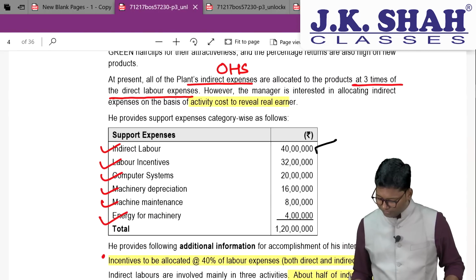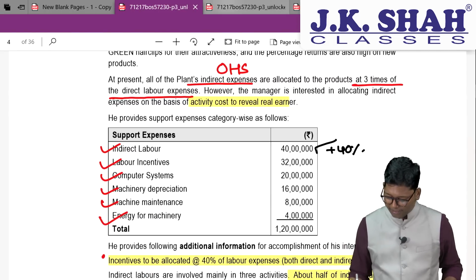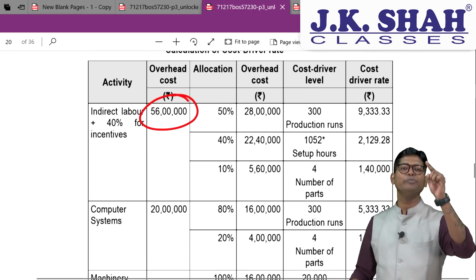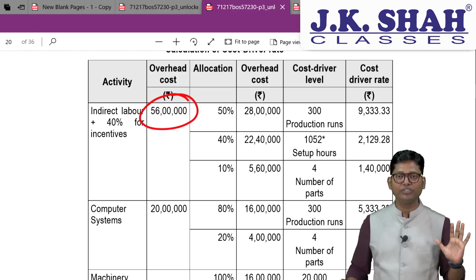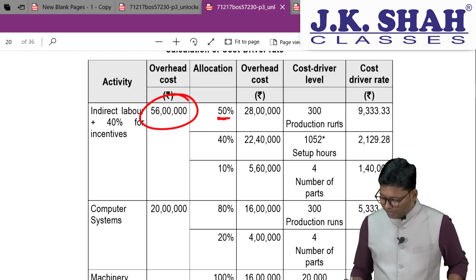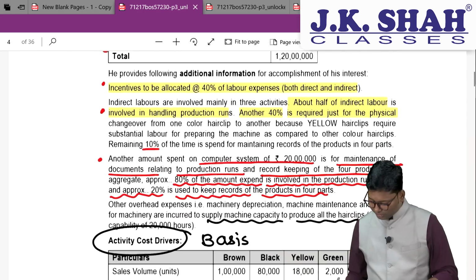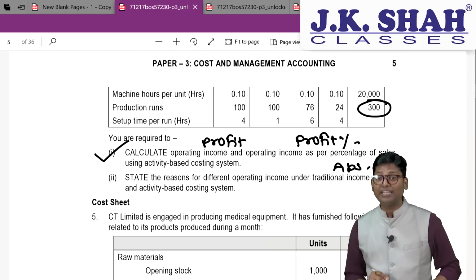Indirect labor is 40 lakhs, and if you add the 40% incentive, you are going to get a total amount of 56 lakhs. This amount is bifurcated into 3 parts: first 50%, 40%, and then 10%. Correct? The first 50% is based on production runs, and total production runs are given in the question. You can see your production runs are available, and the total production run is 300.